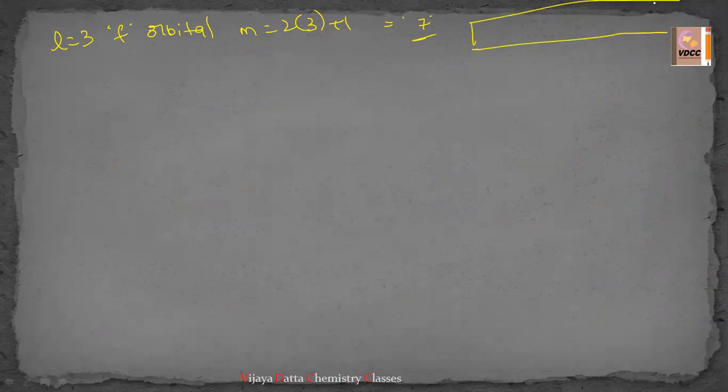Now, when l equal to 3, that is the f orbital. Then m equal to 2 into 3 plus 1, so 2 threes are 6 plus 1. It has 7 values, so f has 7 degenerate orbitals: 1, 2, 3, 4, 5, 6, 7.